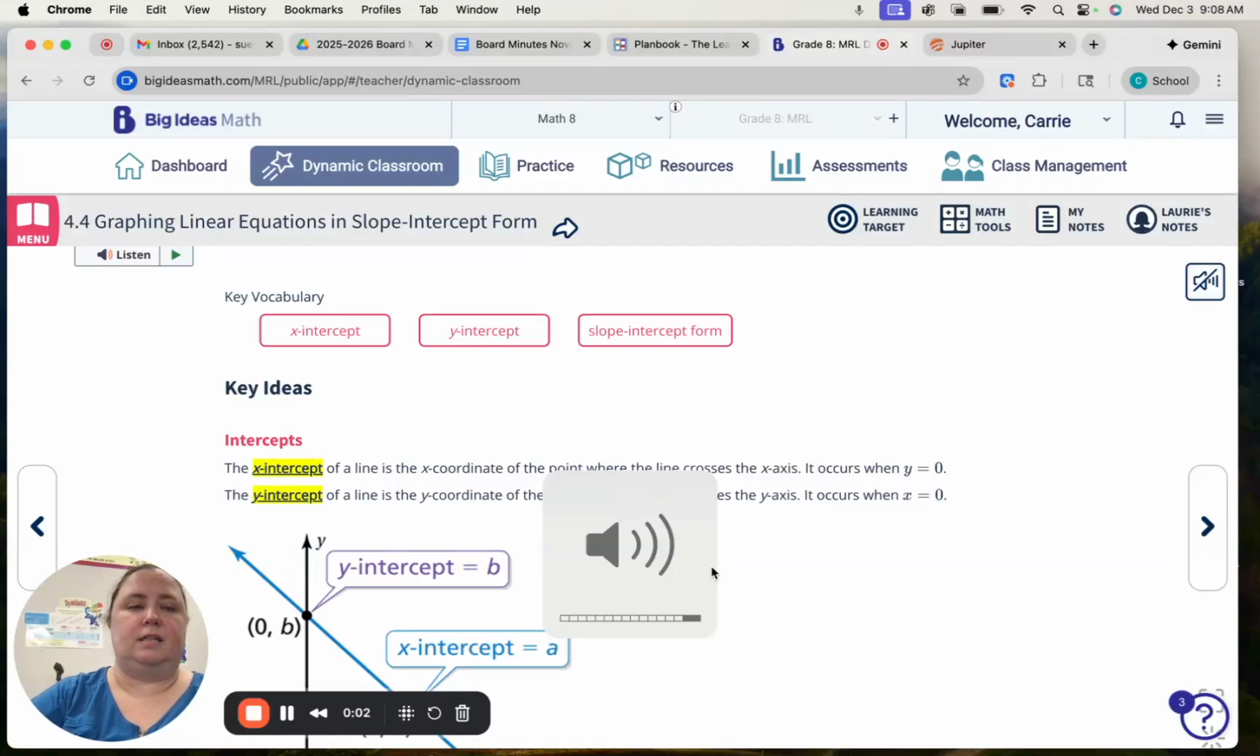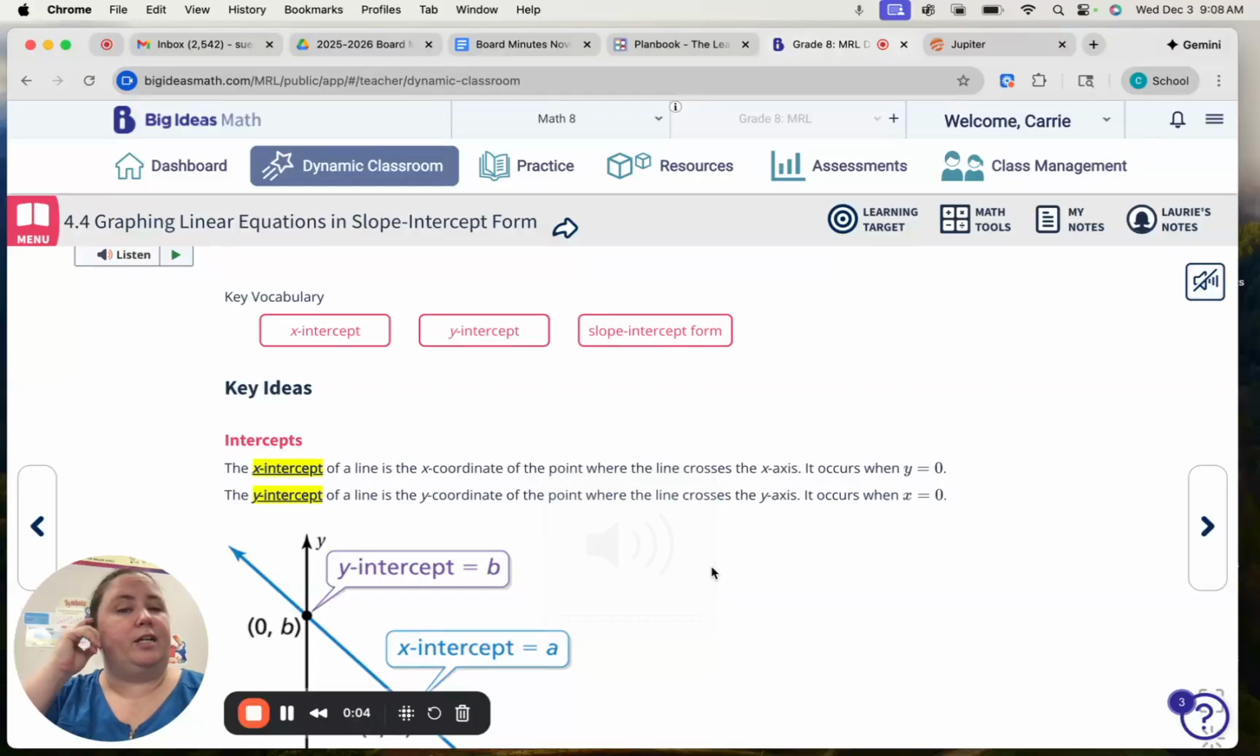All right, this is lesson 4.4, graphing linear equations in slope-intercept form. You guys have seen a lot of slope-intercept form, yes? So we're hammering this. You need to know this before high school. Got to know it. So your vocab words: x-intercept, y-intercept, and slope-intercept form.